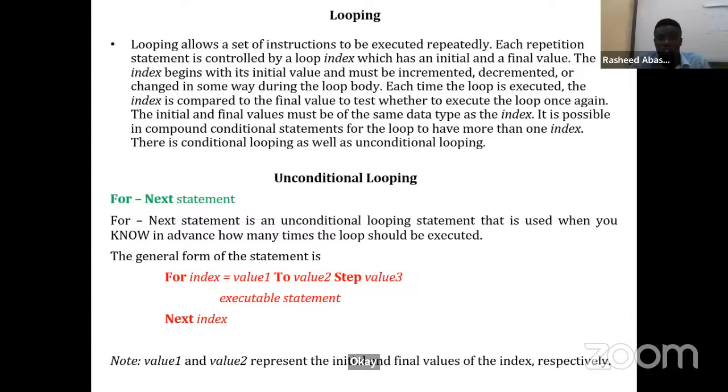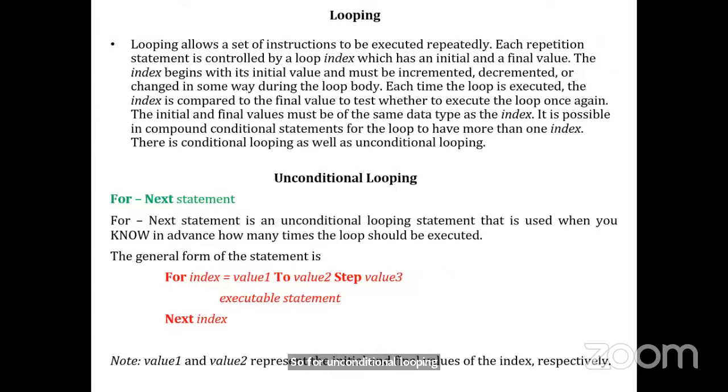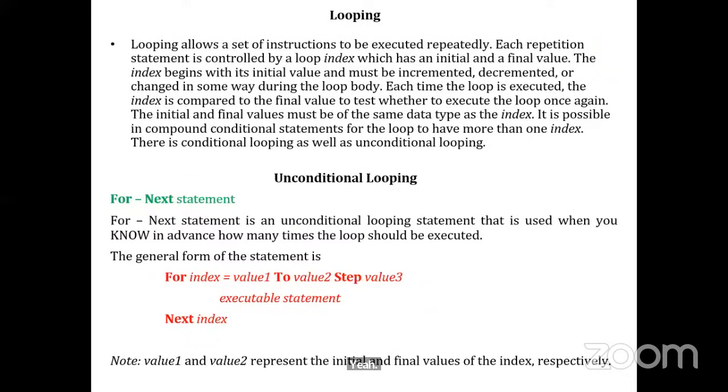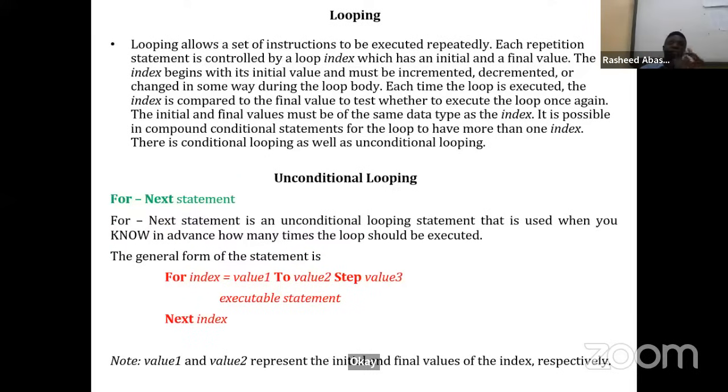So for unconditional looping, VB has the For Next statement. The For Next statement is an unconditional looping statement that is used when you know in advance how many times you want your loop to be executed.